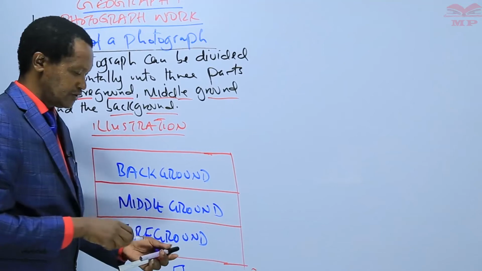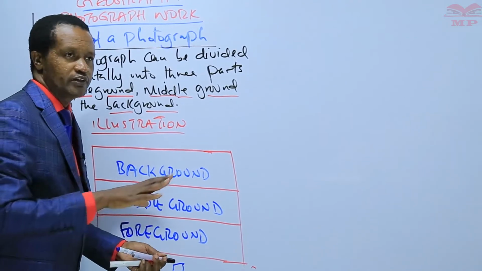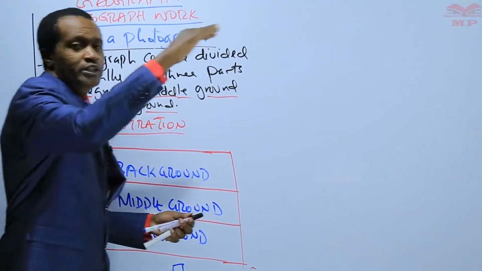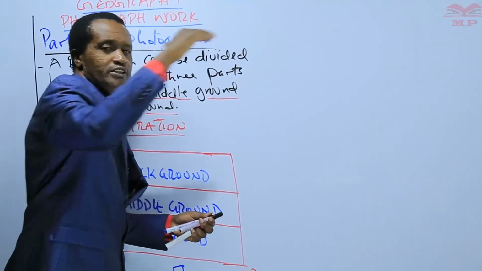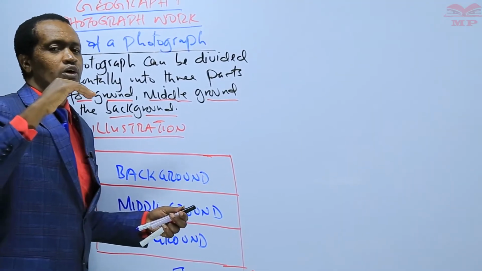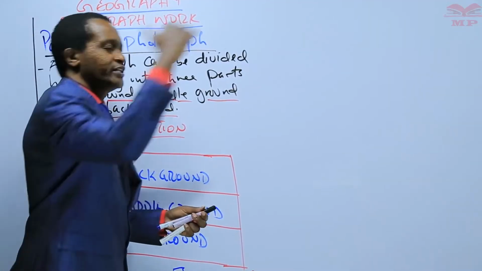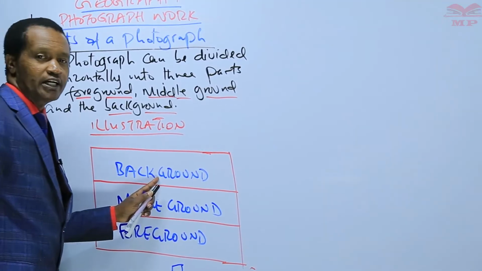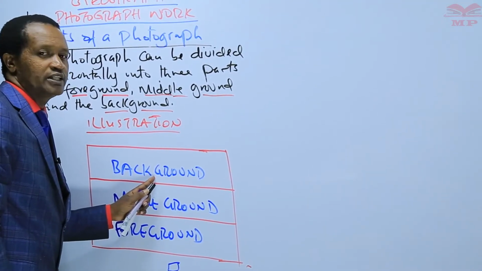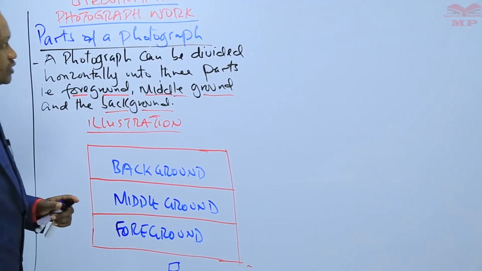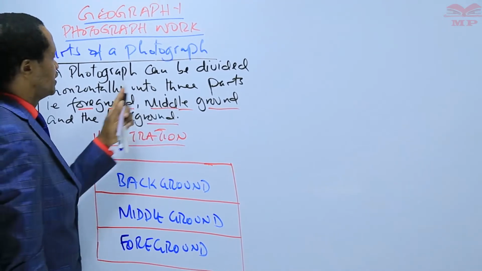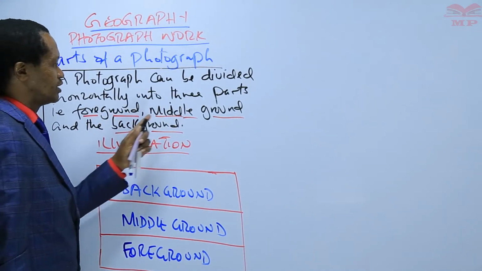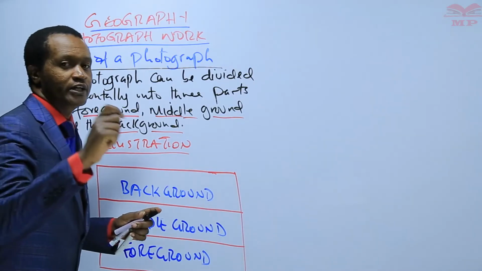Because when you take a photograph in an open space, not within a building, but in an open space, then the farthest part you can see could be the horizon. So that area that is farthest away from the camera, we are referring to it as the background. So learners, a photograph can be divided into 3 parts when looked at it horizontally: foreground, middle ground, and the background.